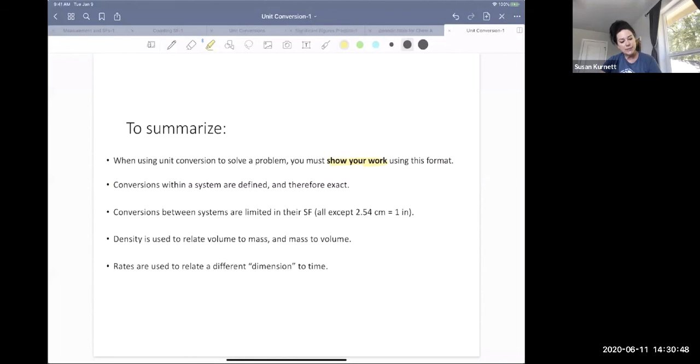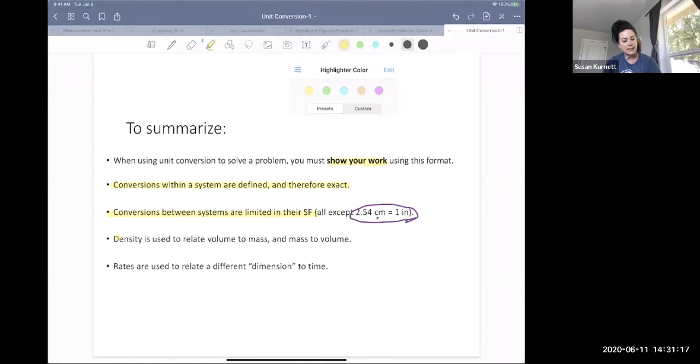Conversions within a system are defined, which means you don't need to worry about sig figs, they're unlimited. Within a system just means all metric or all English. Conversions between systems are limited in their sig figs, except for this one, and it is so weird. Why that one? I don't know. That's the only metric to English conversion that is exact.